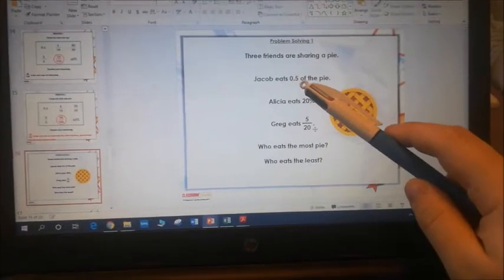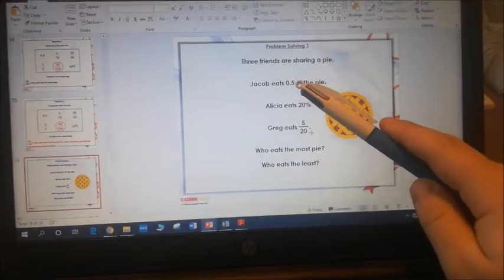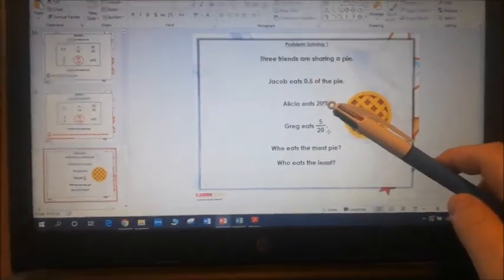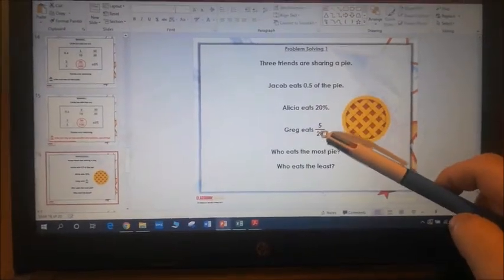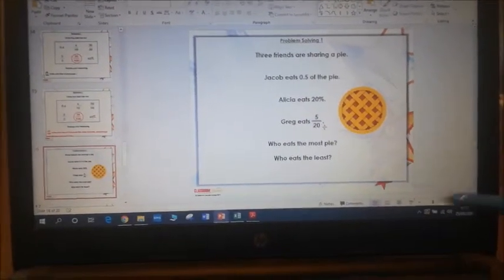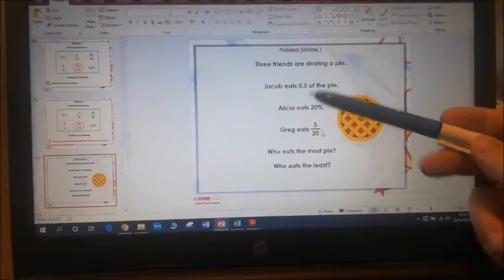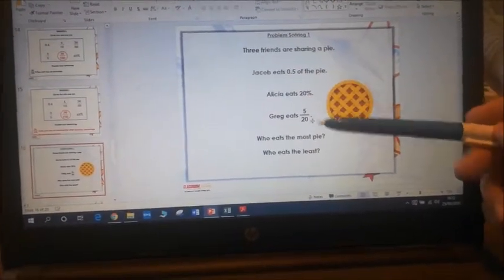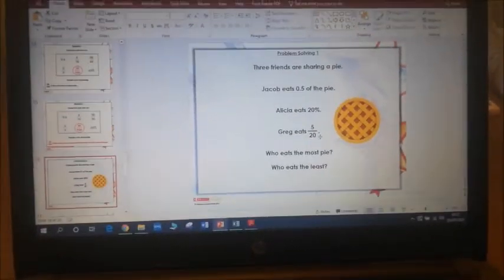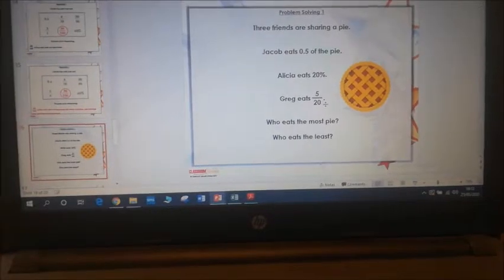Jacob eats 0.5 of the pie. What is 0.5 as a fraction or as a percentage? Because Alicia eats 20% of the pie. Greg eats 5/20ths of the pie. So you might want to put that over 100. Work out what that is as a fraction over 100. Or put them all into percent or all into decimals. It's up to you. But who eats the most pie and who eats the least? So your names should come up there.